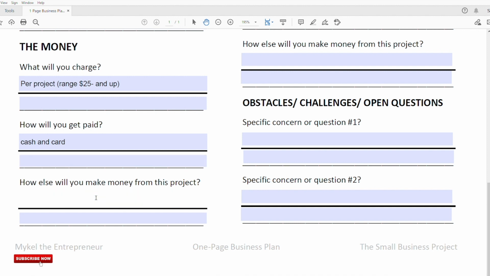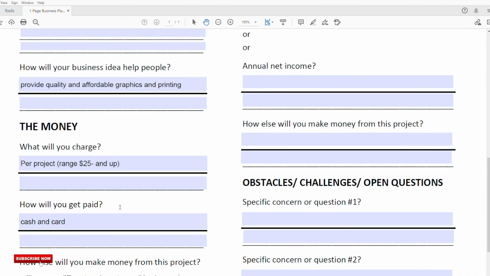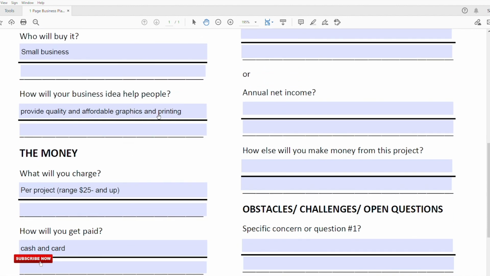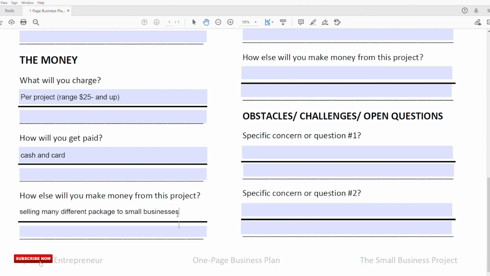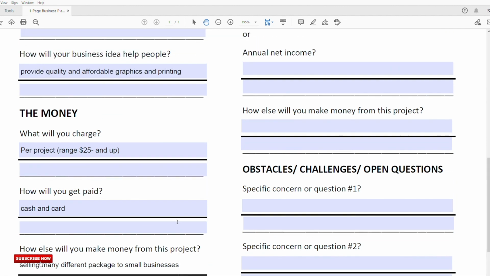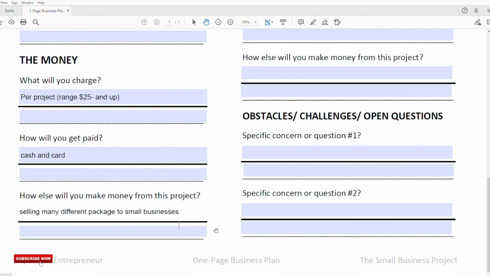Honestly, I would be selling different packages to small businesses. So the way that I would make money off of this project is I would not only just be selling graphics, I can go in and sell bundles. So it can be 5 t-shirts and 25 business cards and a banner. There could be like a trade show special where I give a banner, a tablecloth, things like that. So that's what this is representing.